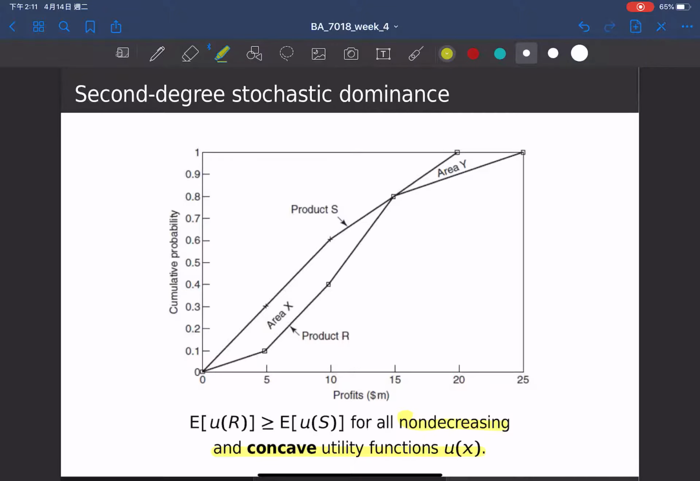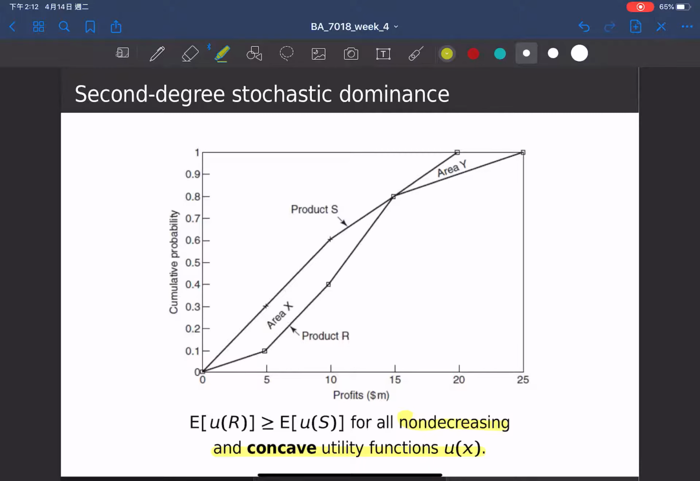And concave means what? Midterm question. Concave means what? I mean for this person's risk preference. What is meant by a concave utility function? Last week. Risk aversion. Yeah, risk averse, right? So non-decreasing you always assume. Okay, so that's something else.